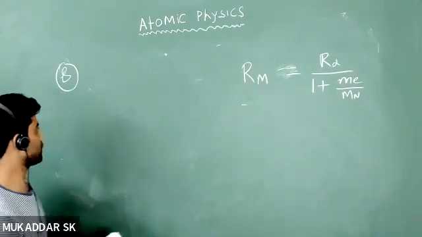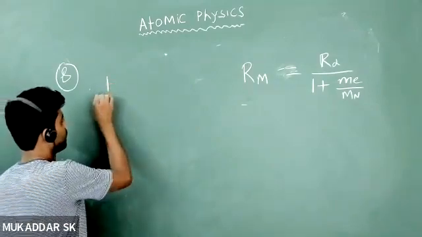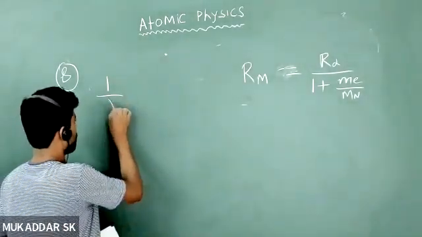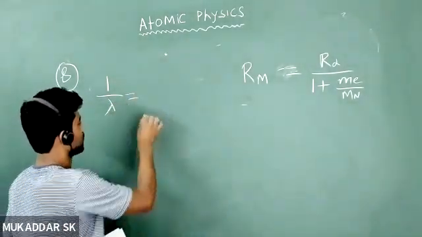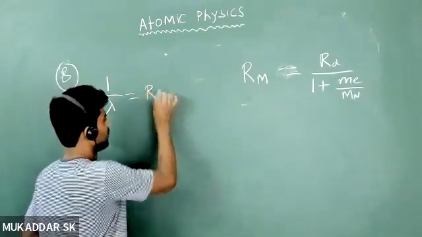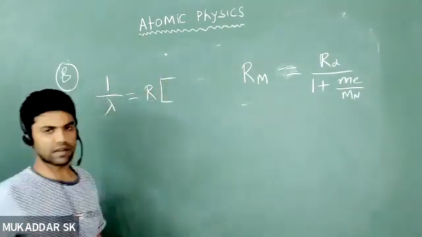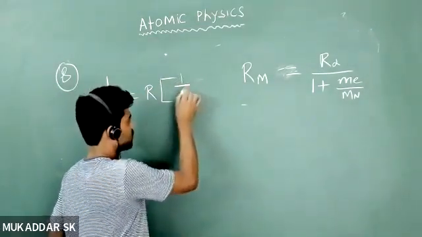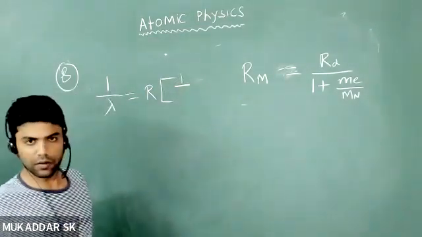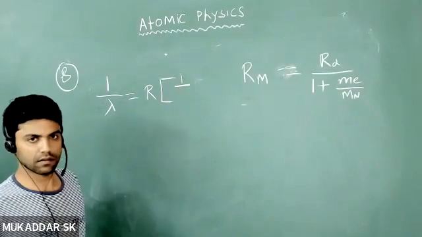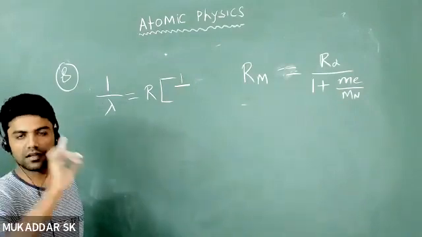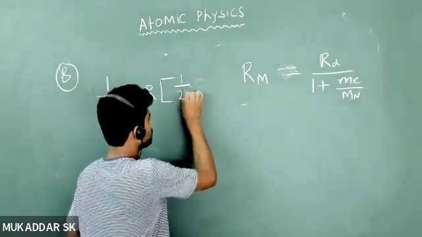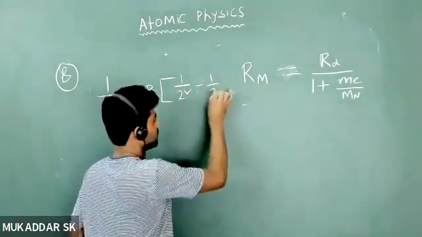We know the very famous formula we have already learned: 1 by lambda is equal to the Rydberg constant into... The first line of the Balmer series means the transition is from n equals 3 to n equals 2. So the final state is 2 and the initial state is 3, right? So we can write it as 1 by 2 square minus 1 by 3 square.